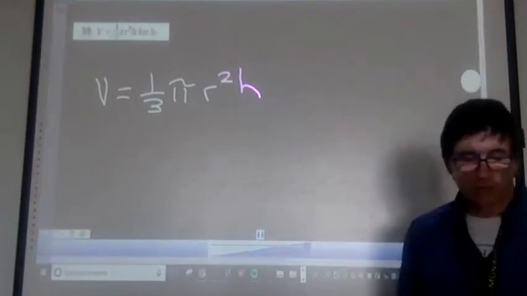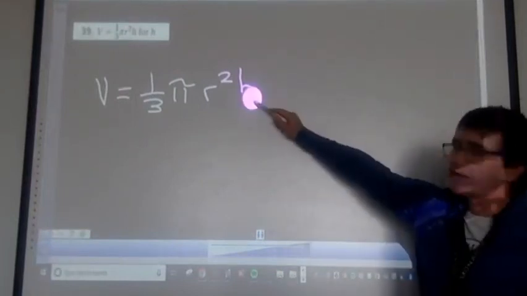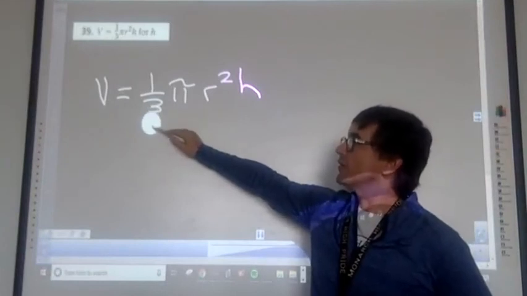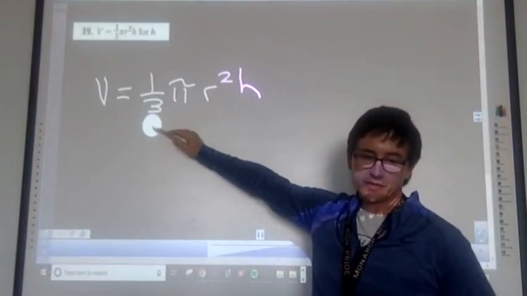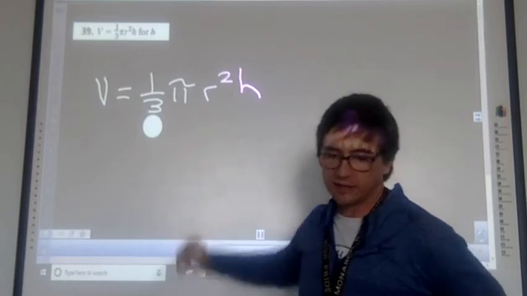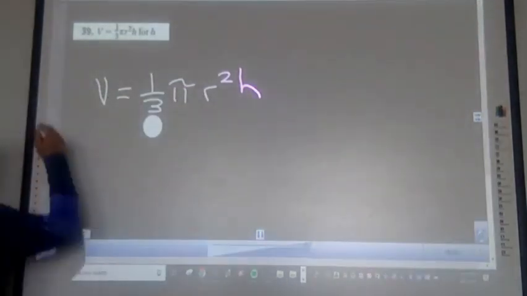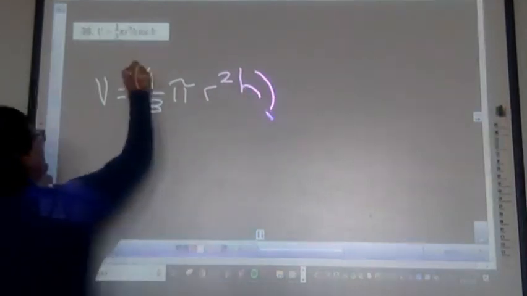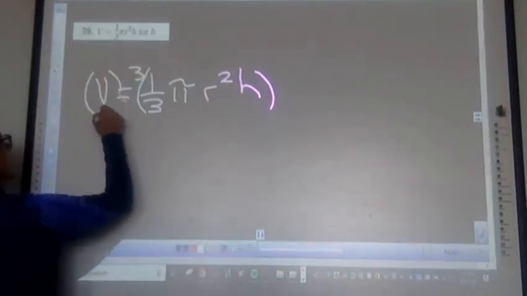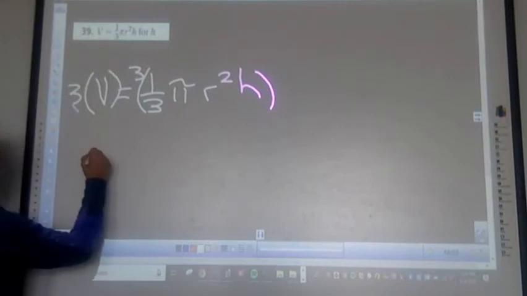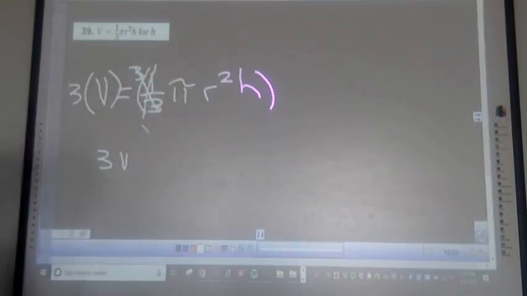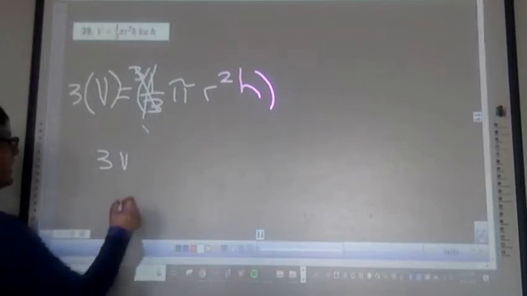Okay. So I'm trying to solve for this h right here. That 1/3's in the way. So the opposite of divide by 3 is multiply by 3. So on the left side, I have 3b. And the 1/3 times 3 is just 1, so that goes away.